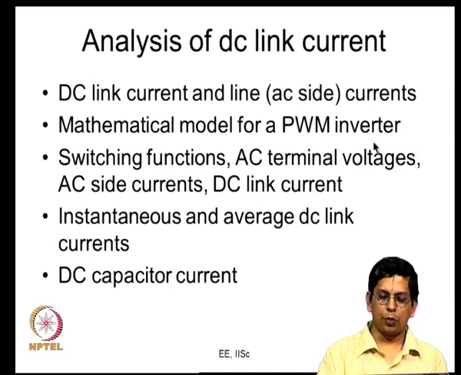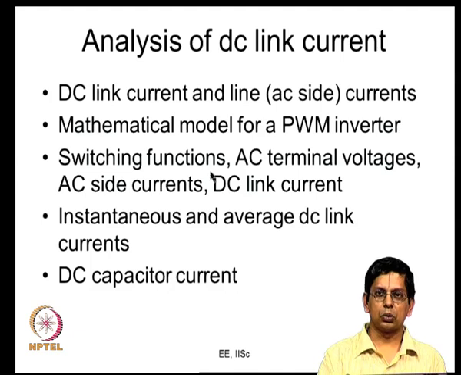We had a brief discussion on the mathematical model last time. We may also have a quick review of it now. For this we will use switching functions, as I just mentioned. What are the switching functions? You basically have 6 switches, and each leg has 2 switches which switch in a complementary fashion. So, you define what is called a switching function. If the switching function is 1, a particular switch is on, or it is 0 otherwise. That is the idea behind a switching function. And so, from the AC terminal voltages and AC side currents, and from the AC side currents and the switching functions, you can actually go to the DC link current.